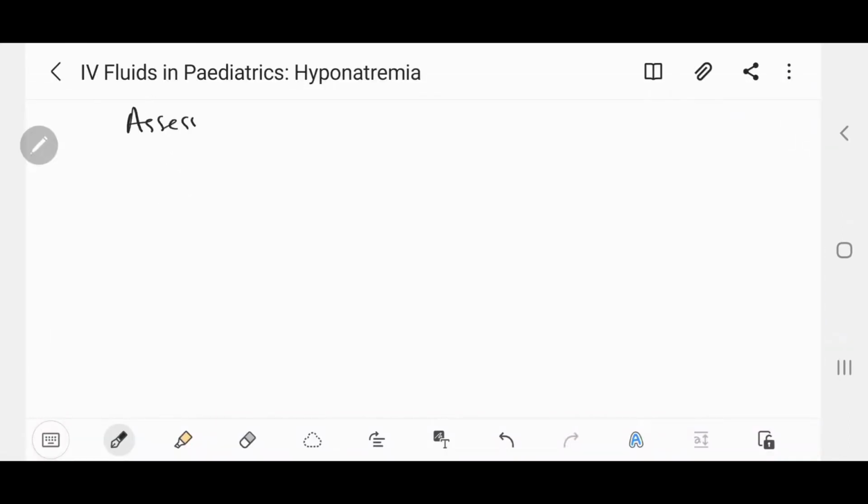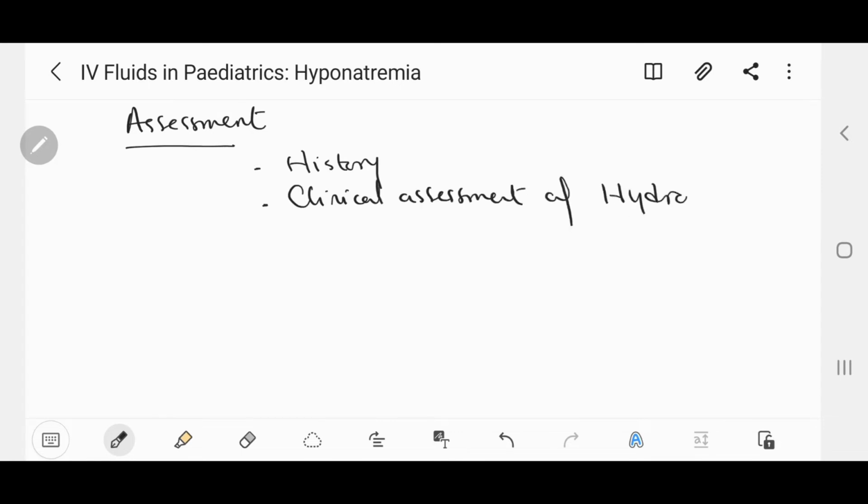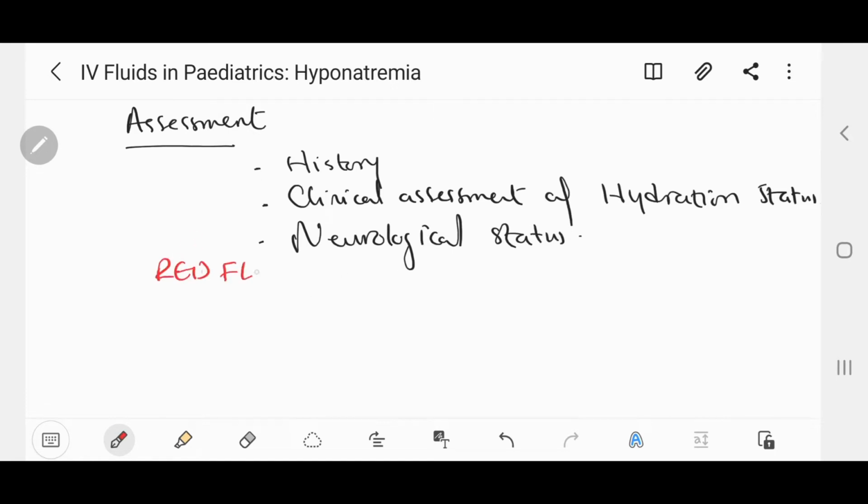So now we'll be moving on to assessment. The first thing we should do is check history, look for history consistent with common causes of hyponatremia, and history of fluid intake or losses. We should also do clinical assessment of the hydration status, neurological status, and bear in mind the red flags.